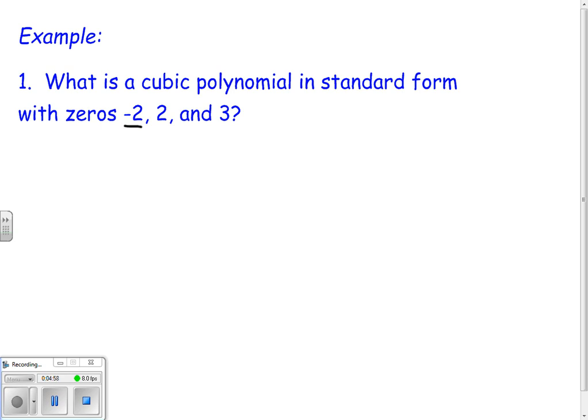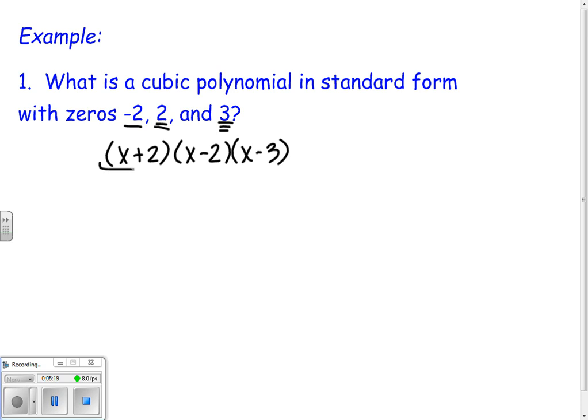My first 0 is a minus 2. That means the factor was x plus 2. And then this positive 2 means my factor was x minus 2. And this positive 3 means my factor was x minus 3. Remember, it's opposite. All I need to do now is put it in standard form. Standard form means no parentheses, combined like terms, all that fun stuff.